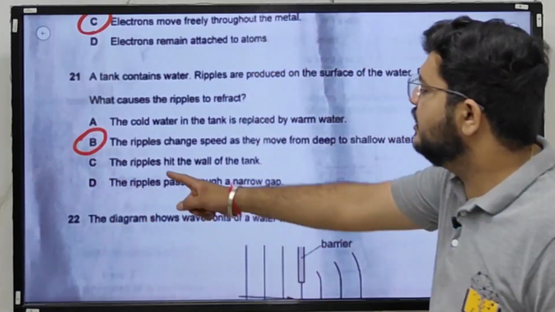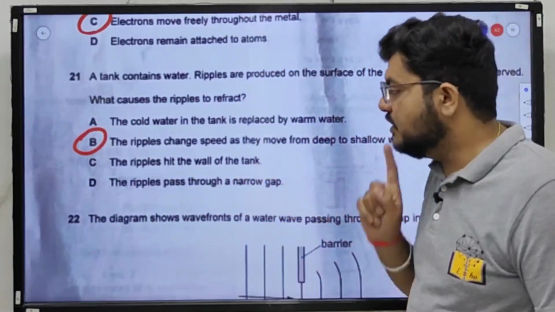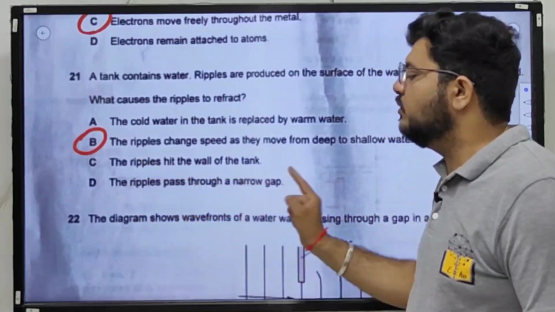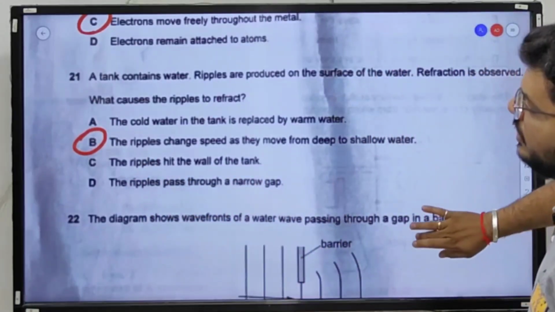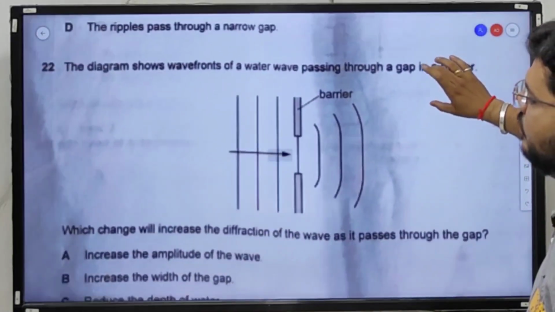Yes. The ripples hit the wall of the tank, it will cause reflection. The ripple passing through a narrow gap causes diffraction, right? Only option B says how refraction takes place.